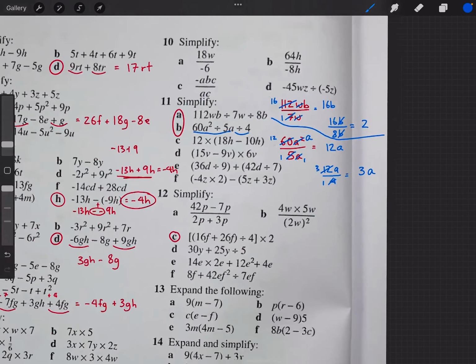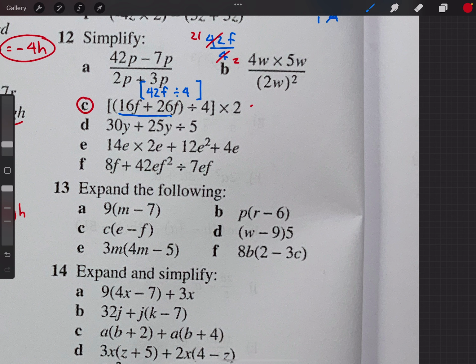So 42F divided by 4 will give me what? What's 42F divided by 4? Alright, this will be divided both by 2, you get 2. Divide this by 2, you get 21. So you're going to get 21F on 2. Now I have to do the last part, which is times it by 2 from here. So times it by 2 over 1.